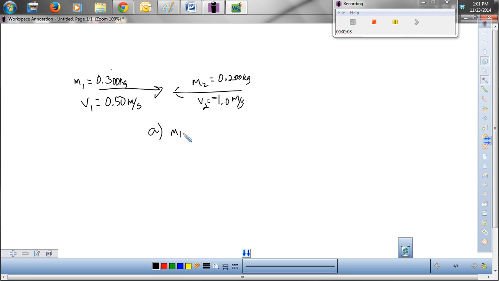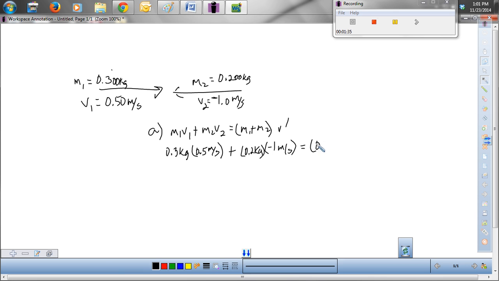So part A is m1v1 plus m2v2 equals m1 plus m2, because they're stuck together, v prime. So I have 0.3 kilograms times 0.5 meters per second plus 0.2 kilograms times a negative 1 meter per second is equal to 0.5 kilograms, because that's the sum of the two together, v prime. So half of 0.3 is 0.15, negative 0.2 is equal to 0.5 kilograms times v prime.